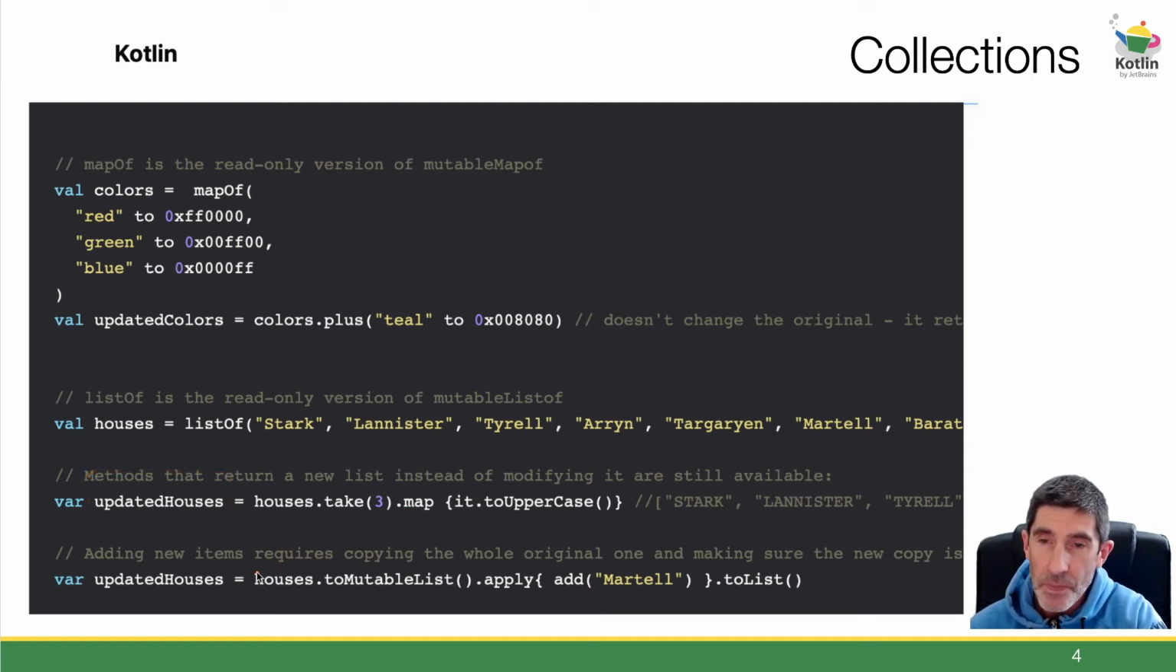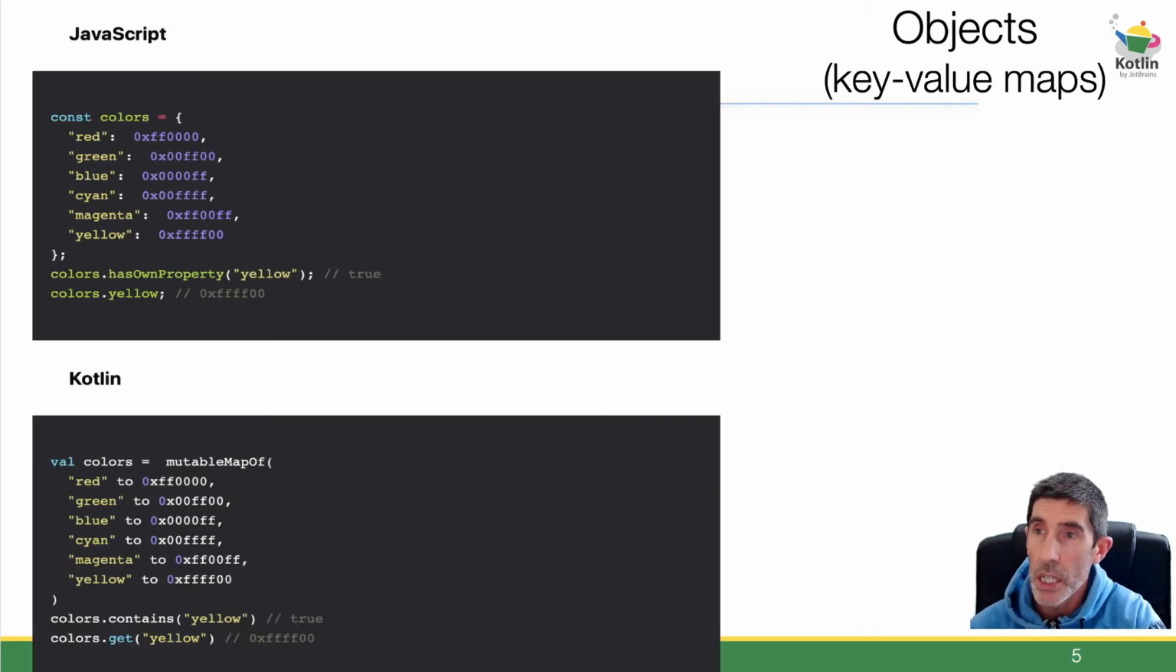And in the last one there, if we want, we can reassign that updatedHouses, and we can say houses.toMutableList and carry out a couple of things there. So we can take the original houses, convert it to a list, and then apply this particular expression here to add Martell back to that particular list, and then convert that to a list. So a lot of chaining of different functions, passing in lambda expressions, so quite a lot going on there, and that's not evident in JavaScript. Okay, so that's new stuff that we can do in Kotlin. To look at a little bit about objects.